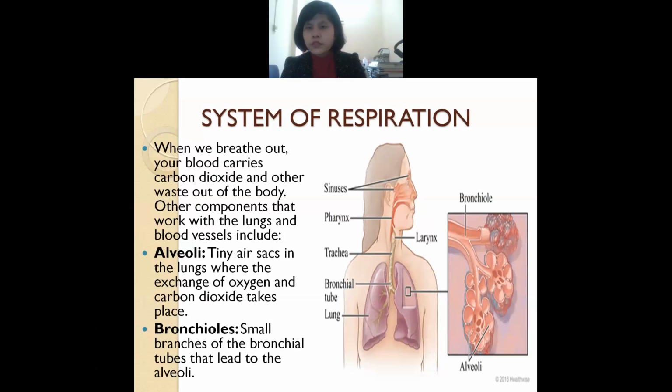So next is this. What happens here when you breathe out? Your blood carries carbon dioxide as well as all the waste products which are inside your body. And what will you find inside your lungs? You will find alveoli and bronchioles. So this is the bronchioles. You will find this inside the lungs. Understand? We are just zooming in, so it's appearing in this way. Don't get confused.